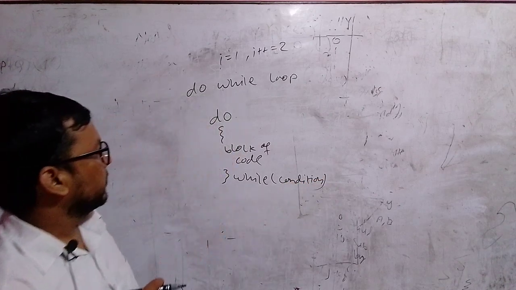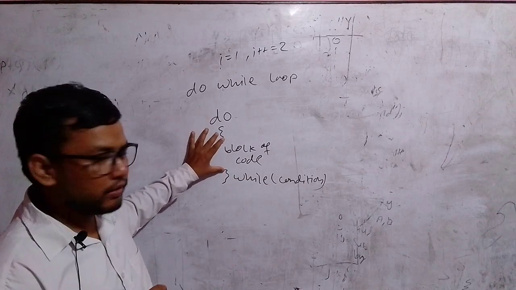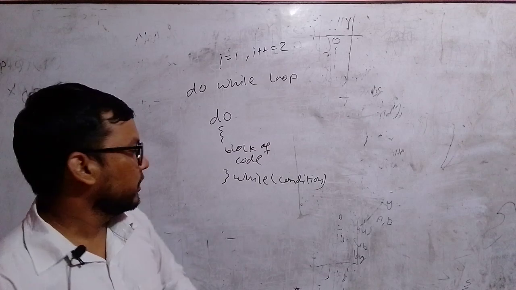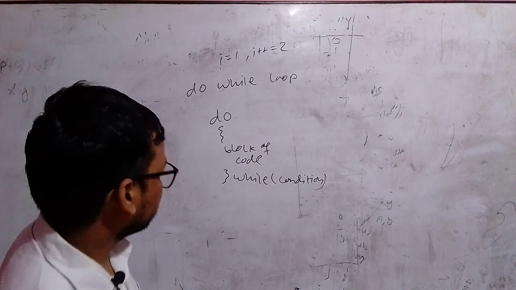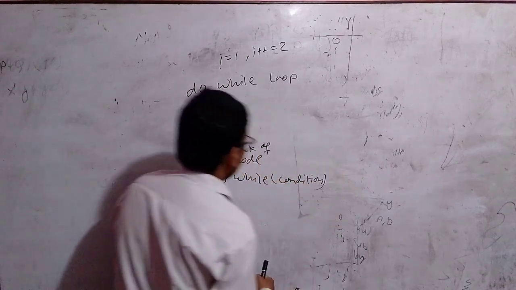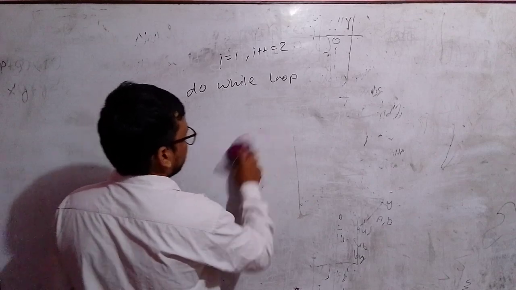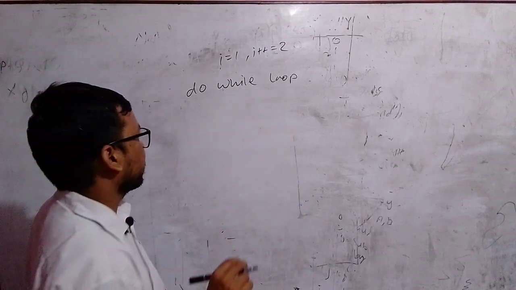Now this is the syntax of the do while loop. Write do and write the code, and at the end write while and the condition. While always comes with the condition. This is the syntax of writing a do while loop. Now let's use the do while loop to print numbers from 1 to 10.